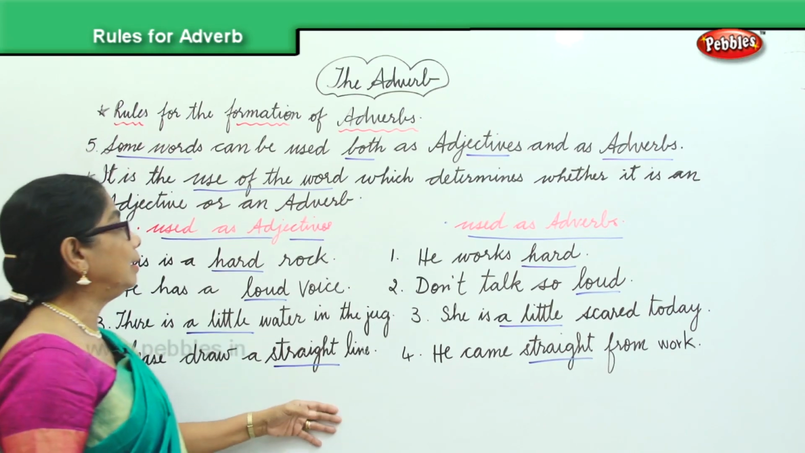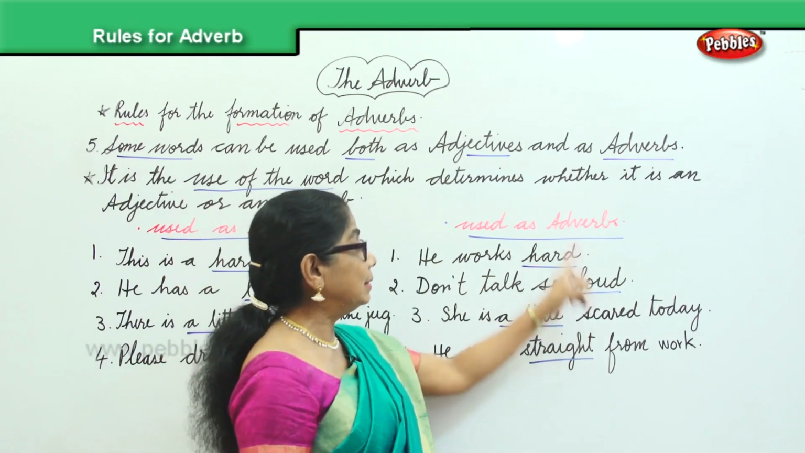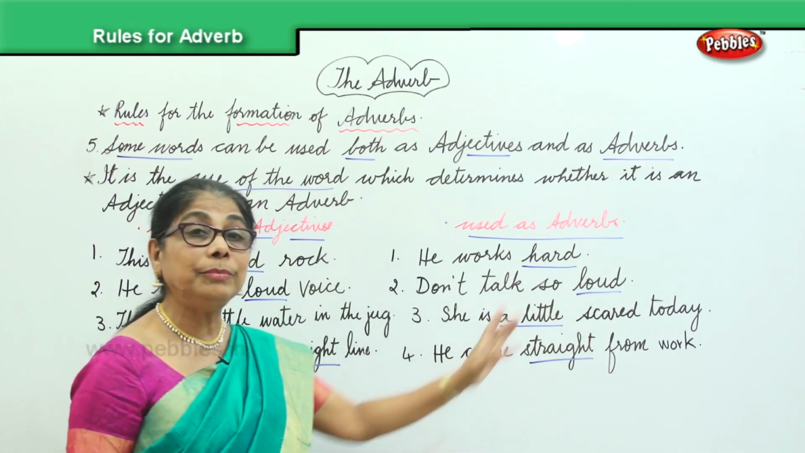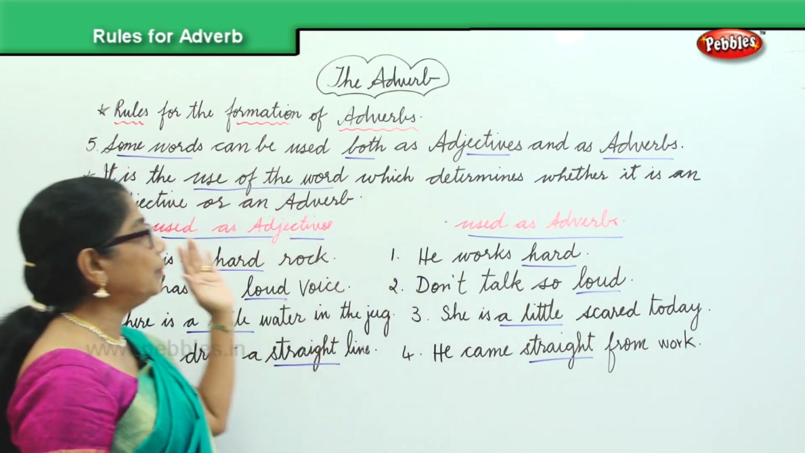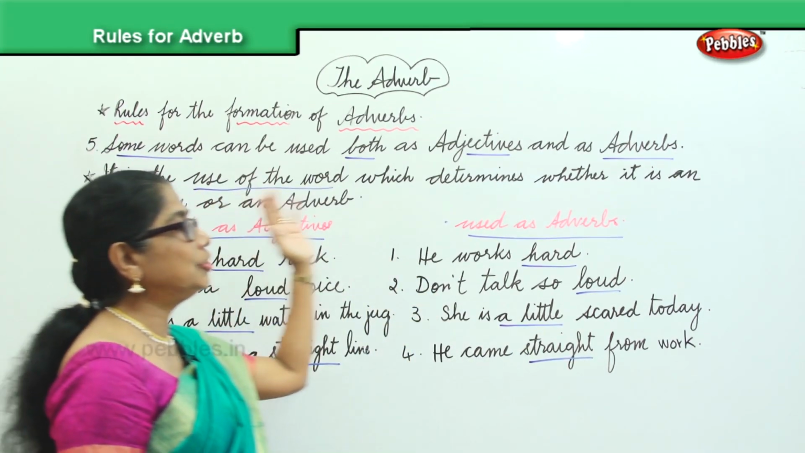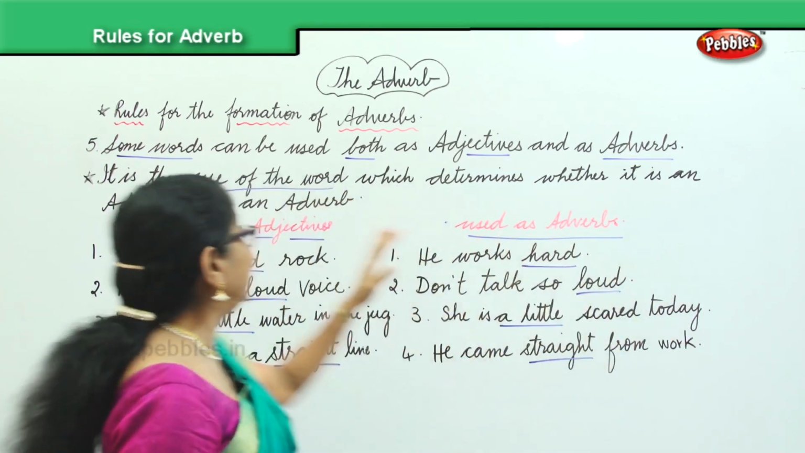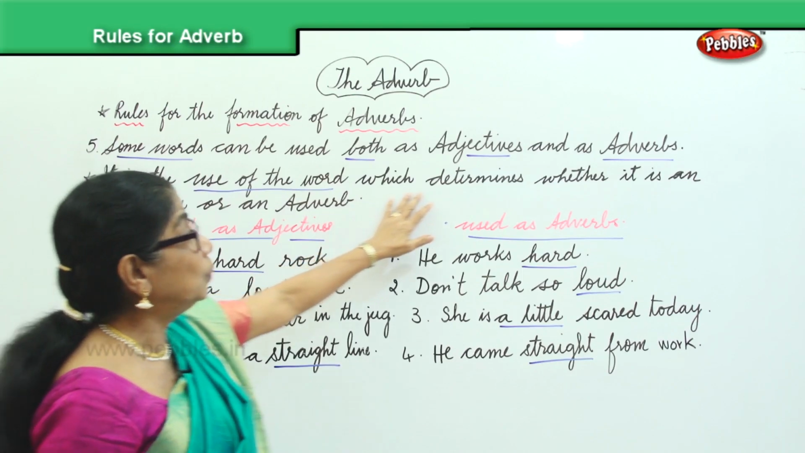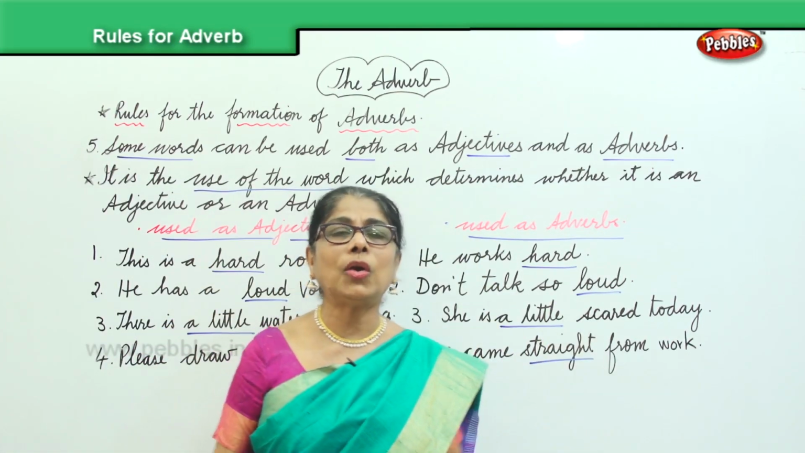Finally, the adjective straight. Please draw a straight line. The word straight is used as an adverb here. He came straight from work. For some words, not all words, some words can be used as adjectives and adverbs, and it is the use of the word, the placement, use of the word, that will determine whether it's an adjective or an adverb.